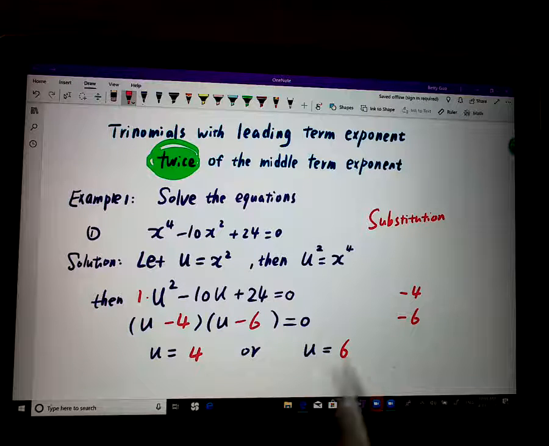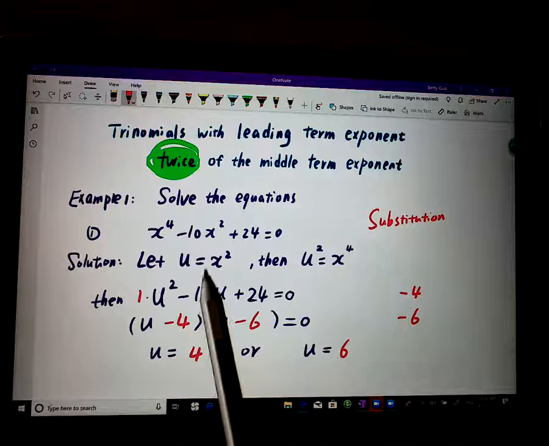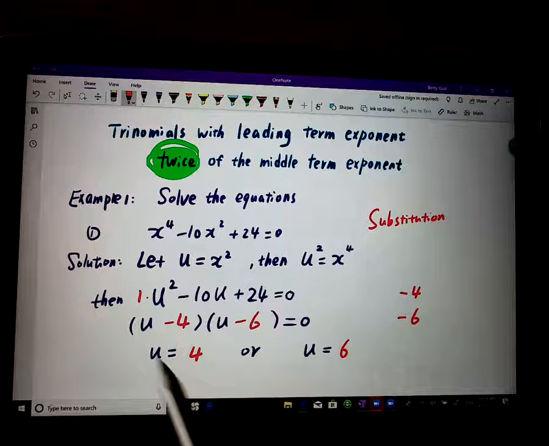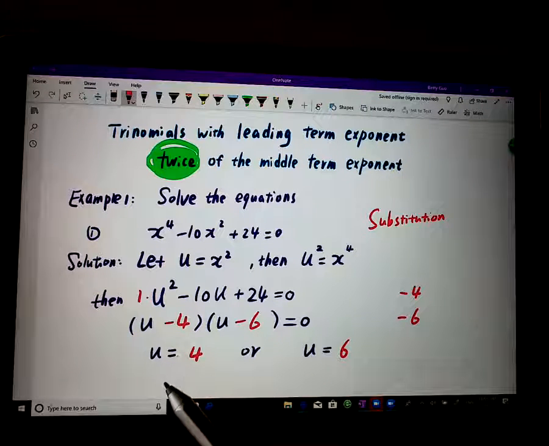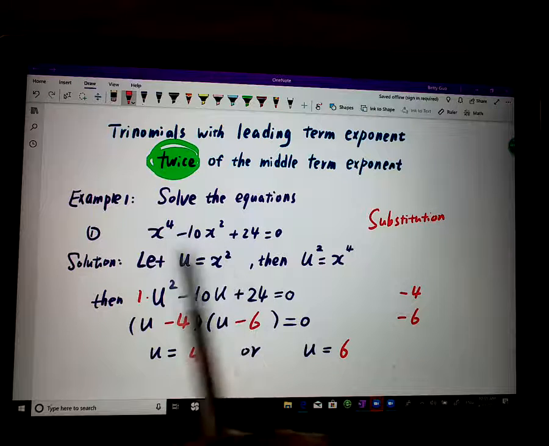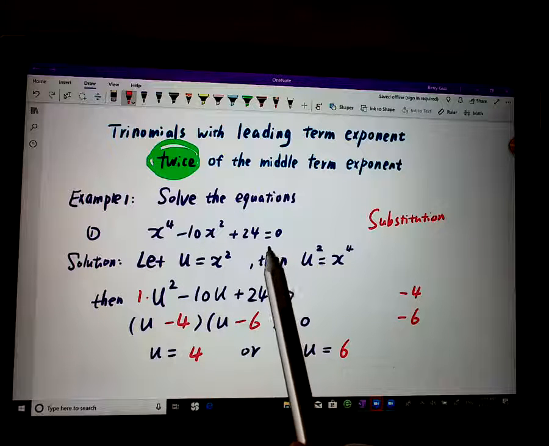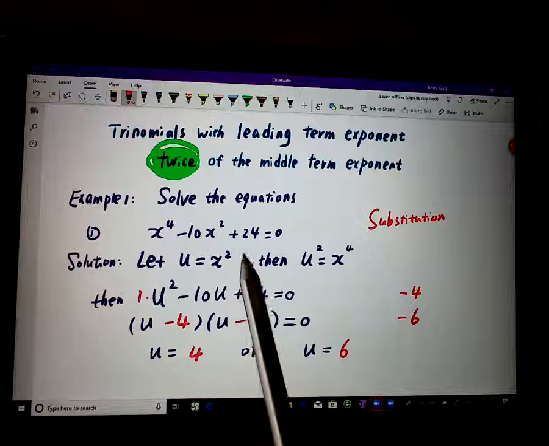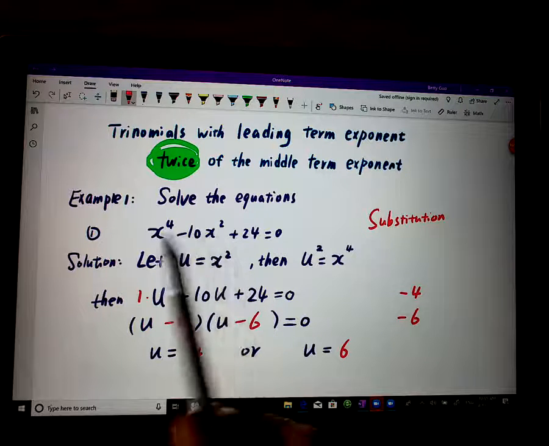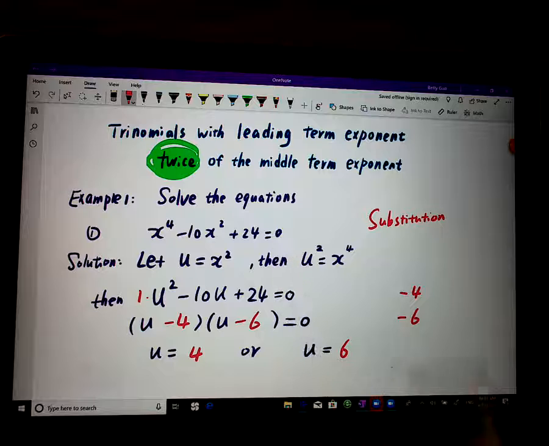Now we only have the values for u. U did not exist at all from the very beginning. We made it happen. We created this new variable to simplify the original equation. Yeah, we would have to solve for x. We need to find the values for x that satisfy the original equation, okay?